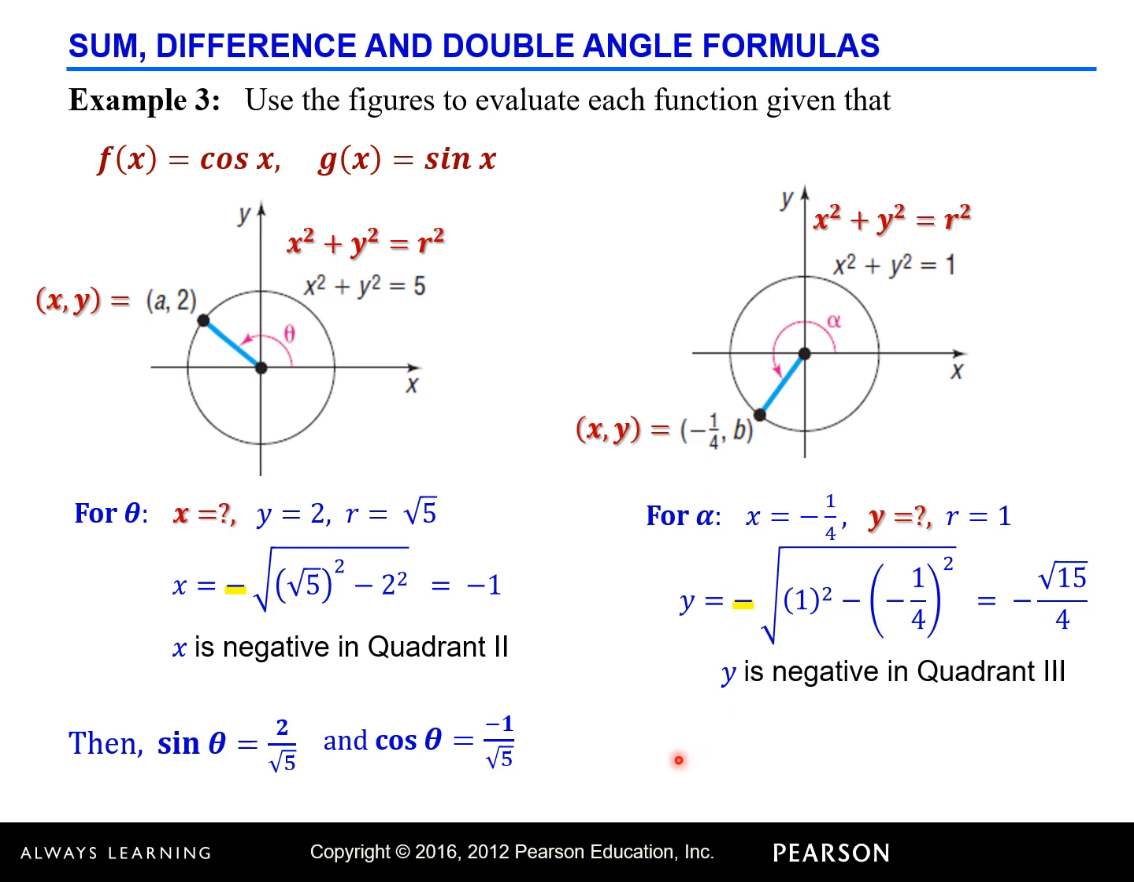So let's find sine alpha. Sine alpha is y over r. So y is this fraction, then divided by r, which is equal to 1. And then cosine alpha is x over r. Since r is equal to 1, cosine alpha is simply equal to x. So these are the two values that we need to find for the trigonometric expression.